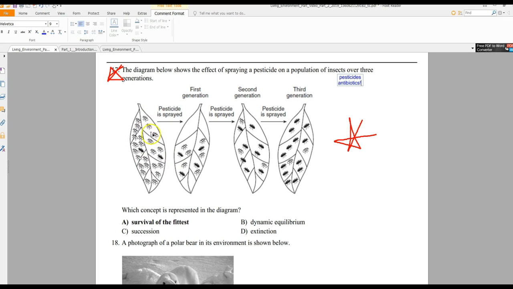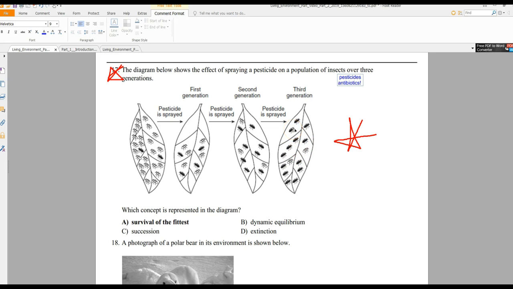So here we have some bugs that are attacking crops. They're being sprayed by pesticides. Okay, some of them die, but look, some of them survived. Sprayed pesticide again. Notice how the light-colored bugs are dying off, and the black-colored bugs are surviving the pesticide. The last spray, you still have a lot of bugs.